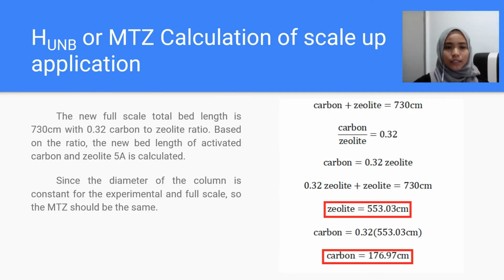The new full-scale total bed length is 730 cm with 0.32 carbon to zeolite ratio. Based on the ratio, the new bed length of activated carbon and zeolite 5A is calculated. Since the diameter of the column is constant for the experimental and full scale, the MTZ should be the same. Thus, the new length of activated carbon bed is 176.97 cm and zeolite 5A bed is 553.03 cm.